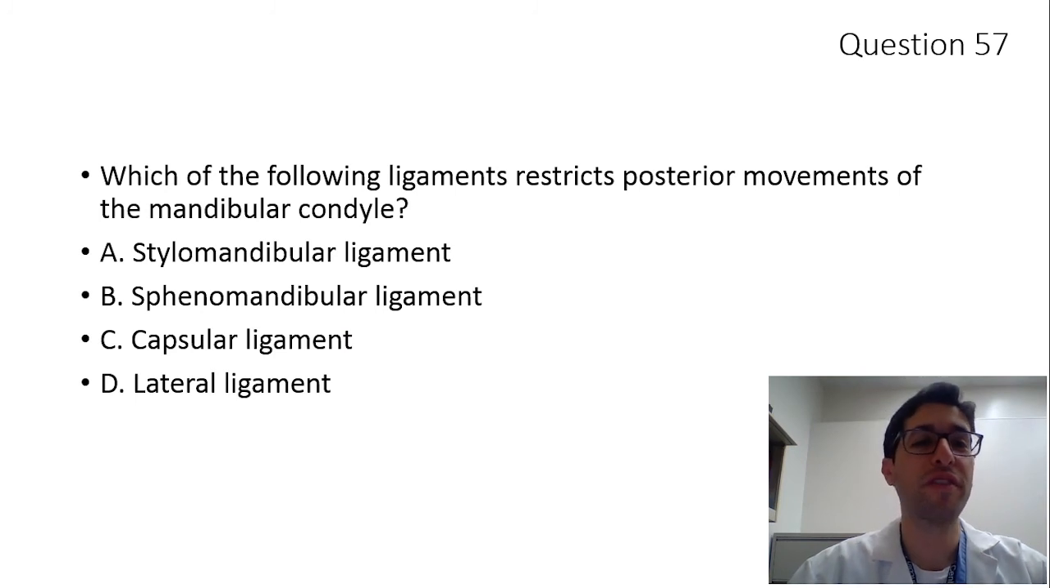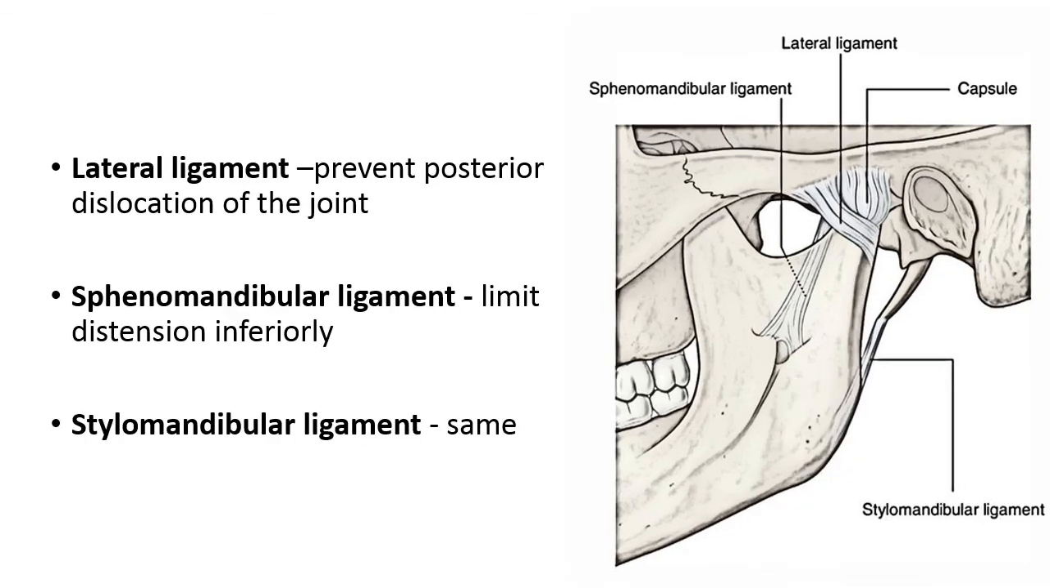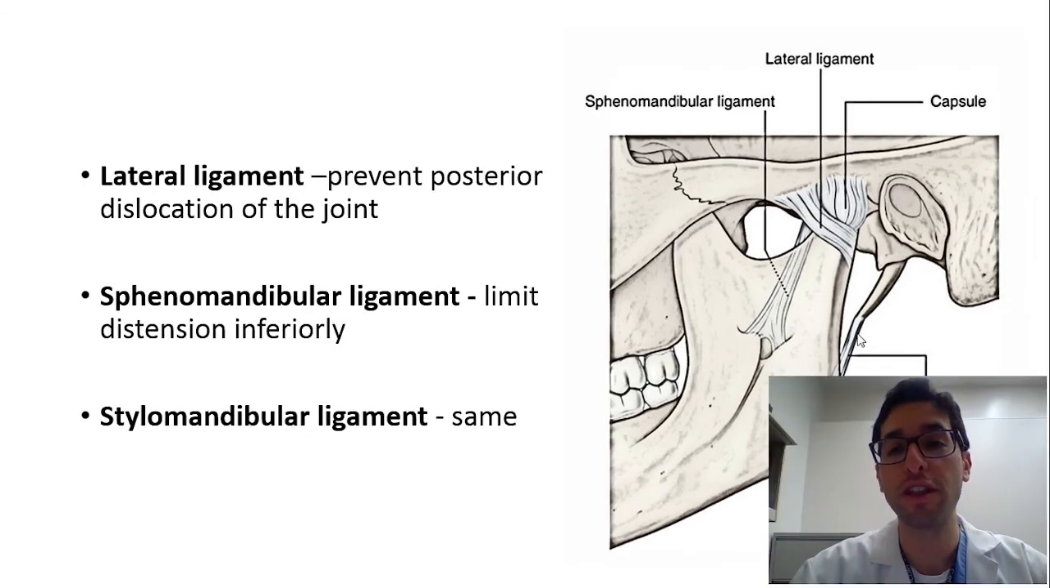We're getting towards the end. Question 57. Which of the following ligaments restrict posterior movement of the condyle? So this is a good review of the ligaments. The answer is the lateral ligament. If you look at the picture, the lateral ligament is the only ligament that wraps around the back, and therefore prevents posterior displacement. The other two ligaments that you should know are the sphenomandibular and the stylomandibular, and they're both oriented in the up and down position. So if you could just imagine, what do you think they do?